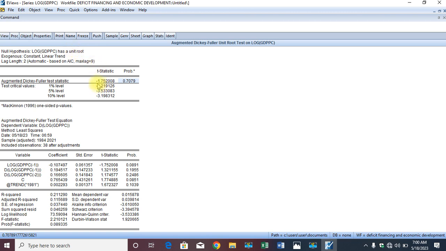Alternatively, in absolute terms, if the value of the t-statistics is less than the critical value at 5%, then the null hypothesis will be accepted, and vice versa. So in this regard, we have now confirmed, or validated, our previous assertion that GDPPC has a unit root problem. And since GDPPC has a unit root problem, we are going to normalize it before we can use this data for any meaningful analysis.